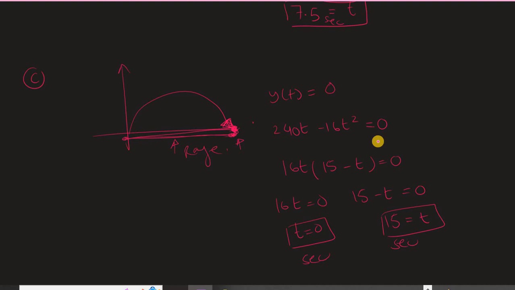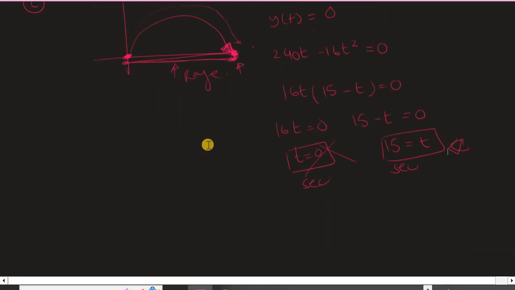So the position was 0, right? At t equals 0 it makes sense because we launched it from the ground, and that's why the position is 0. And when it traveled all this distance, it traveled it in 15 seconds and then it hit the ground. So this is what we needed. We'll just discard t equals 0. We're looking for this one only.